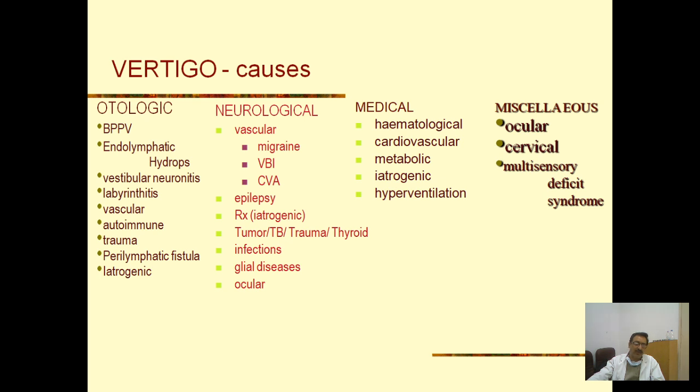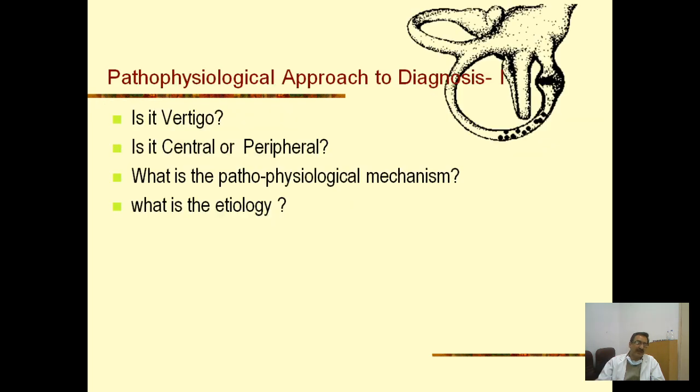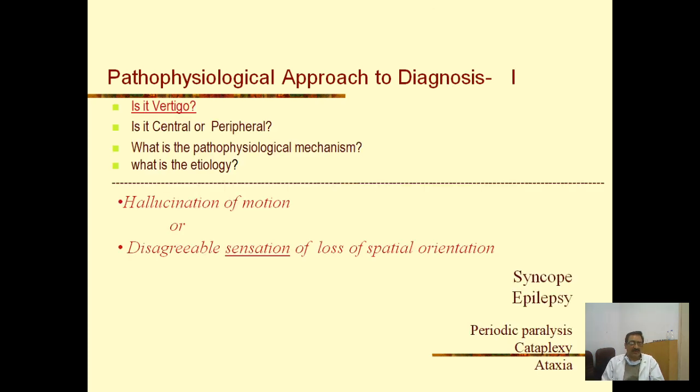So how do you approach among all these many causes what your patient may have? You basically need to go through these four basic questions, and we'll take you through these four basic questions and then we'll do some case studies. So question one you need to ask yourself, is this vertigo? Because a lot of vertigo is not quite vertigo. We define vertigo as being a hallucination of motion or a sensation of loss of spatial orientation.